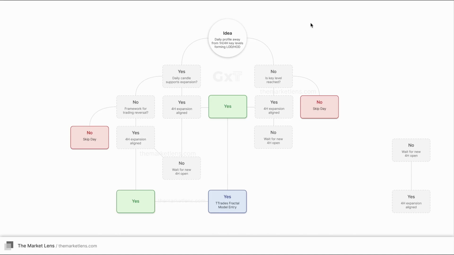GXT flowchart. This will help you go from an idea all the way down to entry. So let's start with the idea and walk through the left side of the flowchart. So the idea: daily profile away from a 1 hour, 4 hour key level that forms a higher low today.